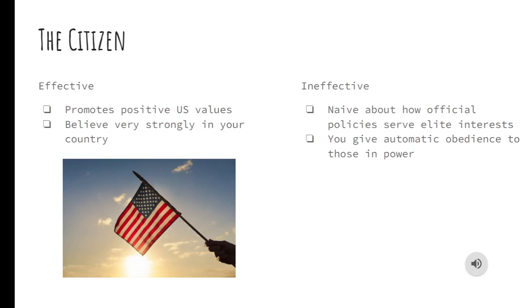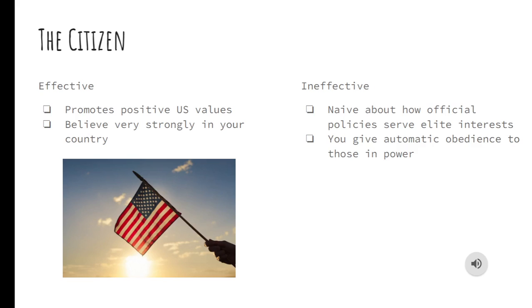We start with the citizen. A person in this role promotes positive U.S. values and principles, such as democracy, freedom, and justice. Working for social change is a very patriotic activity because you believe so strongly in your country that you put your time and energy into making the United States live up to its highest ideals.